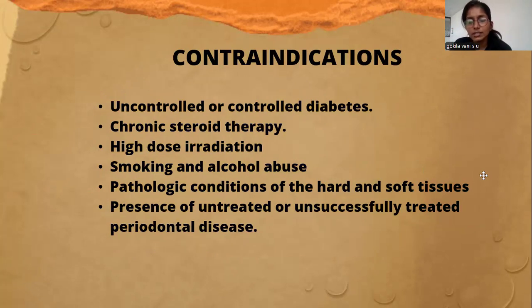So, what are all the contraindications? To be precise, there are relative contraindications and absolute contraindications. So diabetes is a relative contraindication. It is not an absolute contraindication. If the patient is a controlled diabetic, we can place an implant. If it is uncontrolled, then it is an absolute contraindication. Whereas chronic steroid therapy, high dose irradiation, smoking and alcohol abuse, pathological conditions of hard and soft tissue, and previously untreated periodontal disease have to be taken care of before planning for implant therapy.